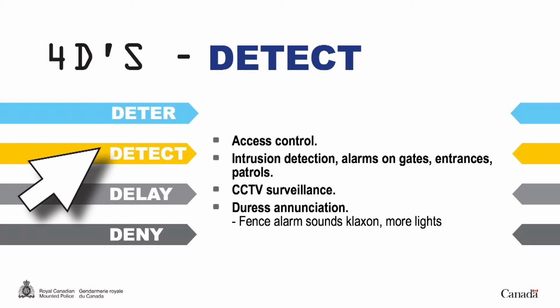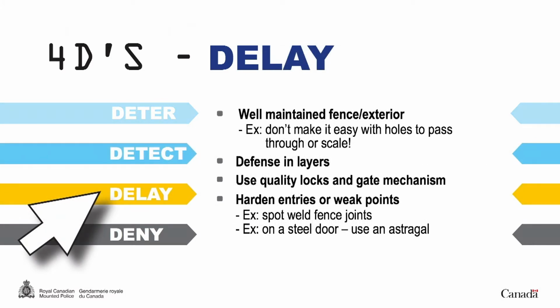The second D is detect. We detect potential crime through access control, intrusion detection, alarm on gates, entrances and patrols, CCTV surveillance, and duress annunciation, such as fence alarms and using more lighting. The third D is delay, and by delaying, we can use well-maintained fences or exterior gates, defense in layers, use quality locks and gate mechanisms, and harden entries or weak points.